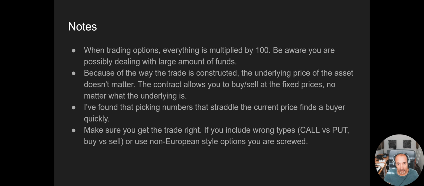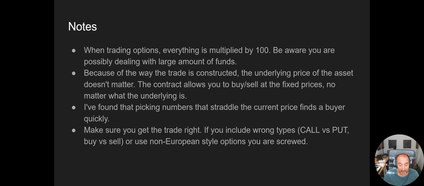Some notes, as I mentioned, you need to multiply everything by 100. So be aware that you're possibly dealing with very large amounts of funds. Because of the way that the trade is constructed, the actual underlying price of the asset doesn't matter. The contract is allowing you to buy and sell at the fixed price that's in the contract, no matter what the underlying price is. That's a quite interesting thing about this box spread. I found that picking numbers that straddle the current price usually finds a buyer quicker than picking some numbers that are well below the price, for example.